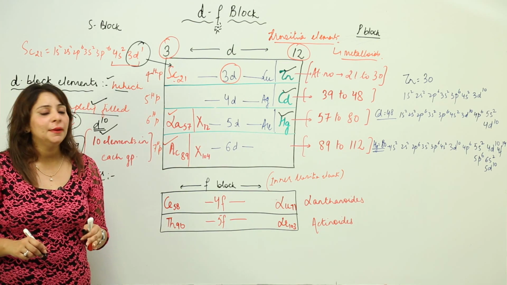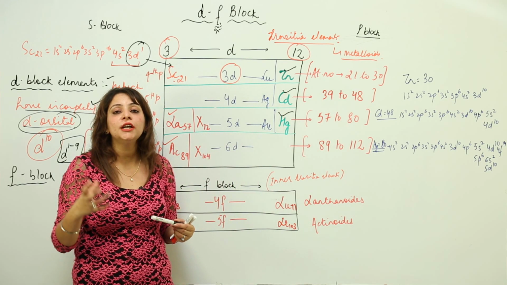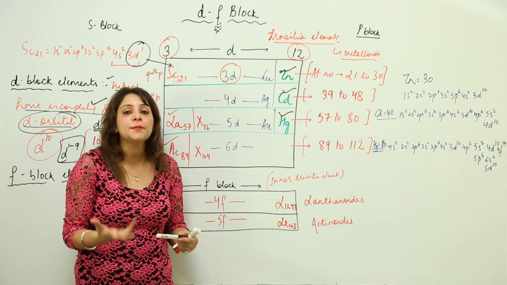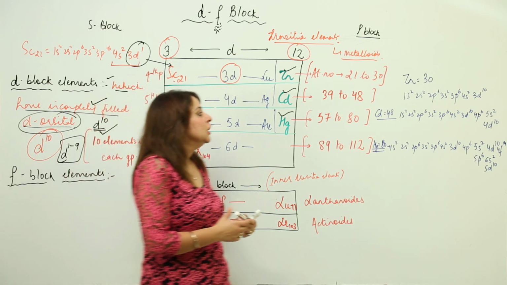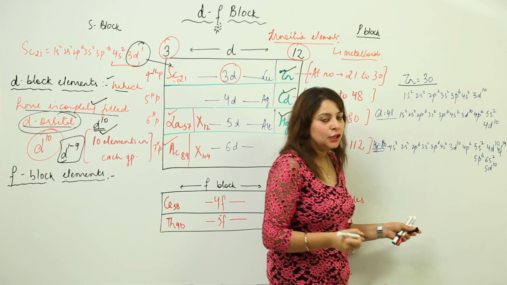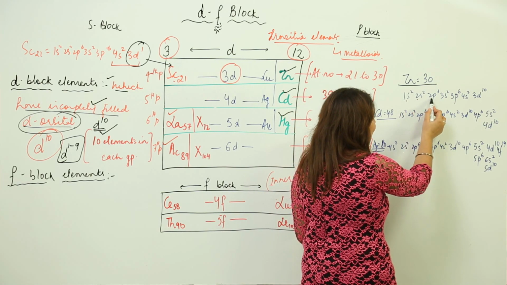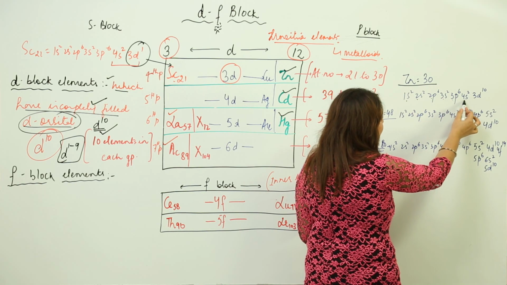And what are those elements? This is zinc, cadmium and mercury. So let's see what exceptional behavior they are actually showing. So I have the configuration for you. This is zinc, atomic number 30. You know how to write the configuration: 1s2, 2s2, 2p6, 3s2, 3p6, 4s2, 3d10.